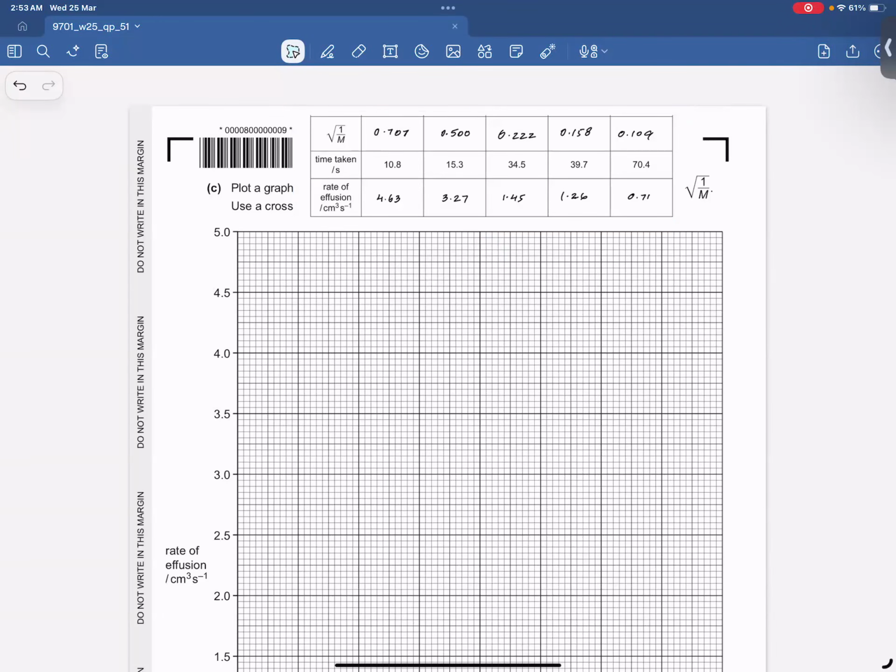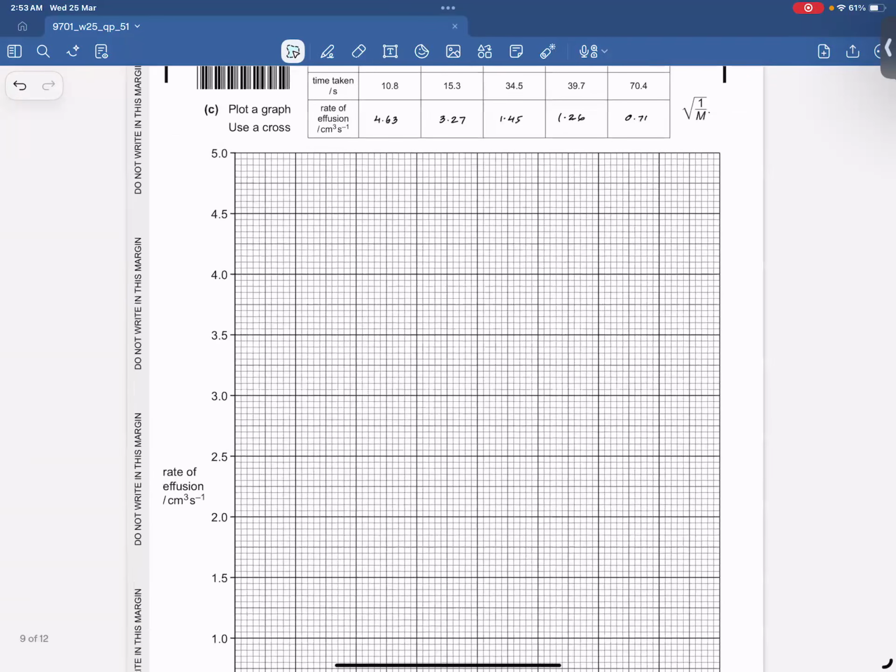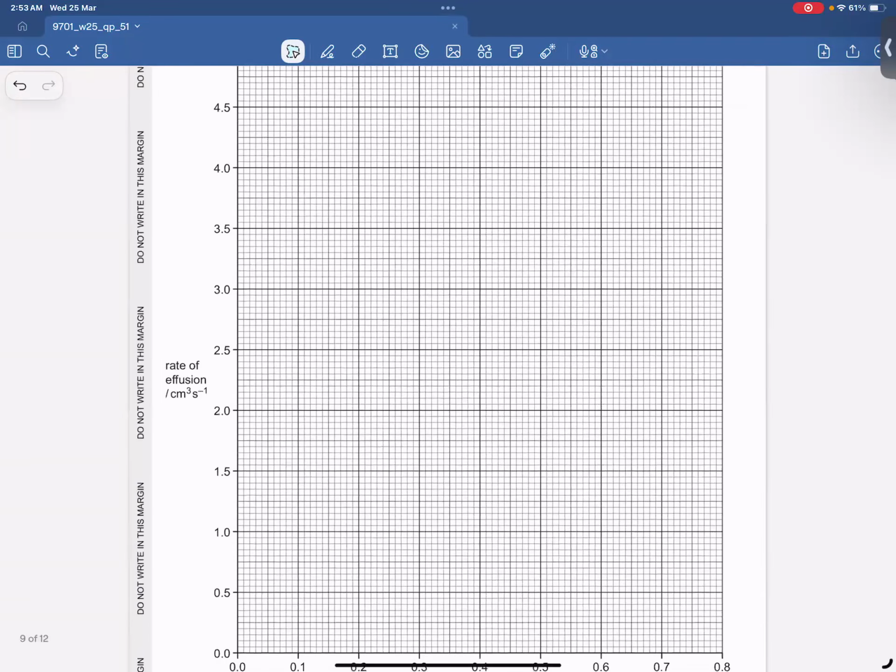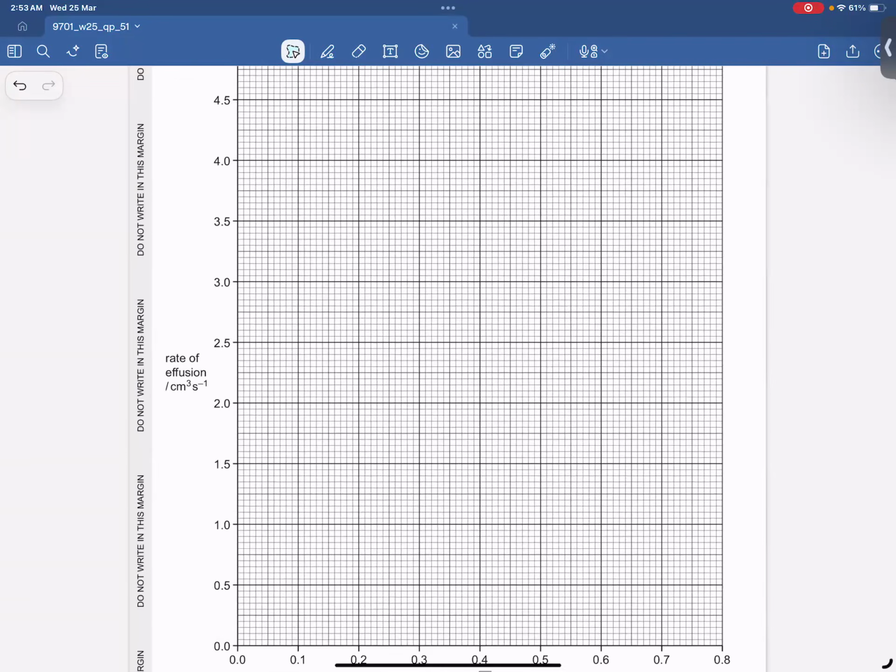So the rate of effusion values are 4.63, 3.27, 1.45. So what we have in this, basically, is the y-axis.